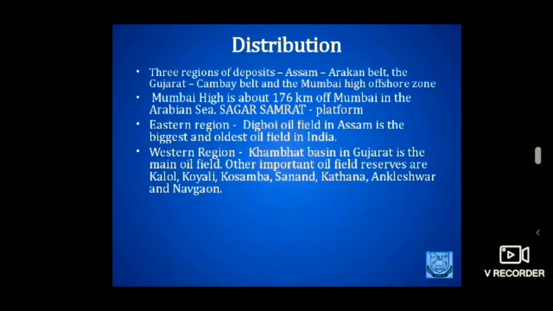The third one we could discuss is the Western region, that is, the oil fields of the Western region. It is specifically in the Gujarat Cambay basin, the site which has oil bearing sand. The other oil fields of this region are Kalol, Koyali, Kosamba, Sanand, Katana, Ankleshwar and Navgan. Kindly go through the map in the PDF so that you can know where these oil fields are present.